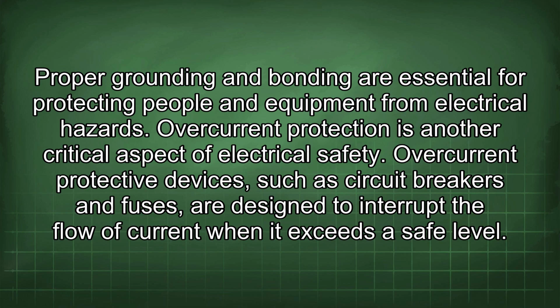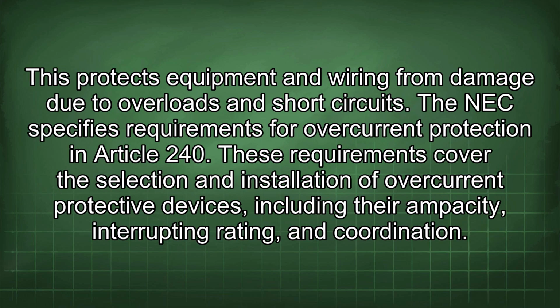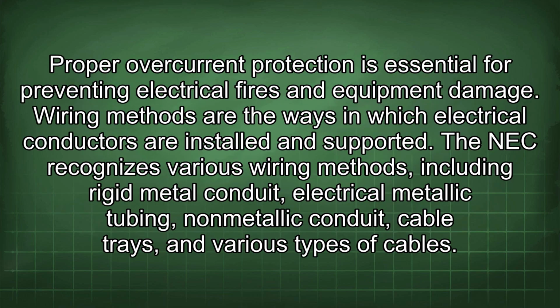Overcurrent protection is another critical aspect of electrical safety. Overcurrent protective devices, such as circuit breakers and fuses, are designed to interrupt the flow of current when it exceeds a safe level. This protects equipment and wiring from damage due to overload and short circuits. The NEC specifies requirements for overcurrent protection in Article 240. These requirements cover the selection and installation of overcurrent protective devices, including their ampacity, interrupting rating, and coordination. Proper overcurrent protection is essential for preventing electrical fires and equipment damage.